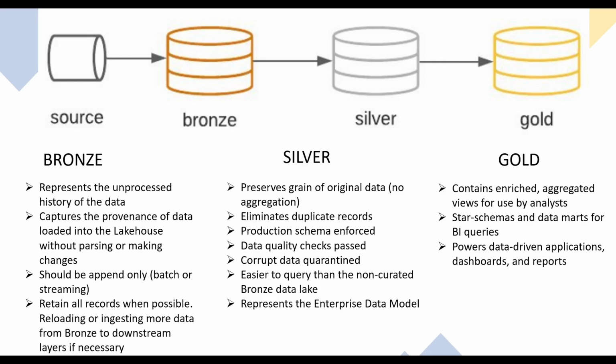Now the silver layer preserves the grain of the original data without any aggregations. What we are trying to do here is to eliminate duplicate records, enforce the schema if possible, perform data quality checks, quarantine corrupt data, and in general build our data model on the silver layer. And the gold layer is where we have our star schemas and the data marts, so that the business analysts and the data scientists can query the data.